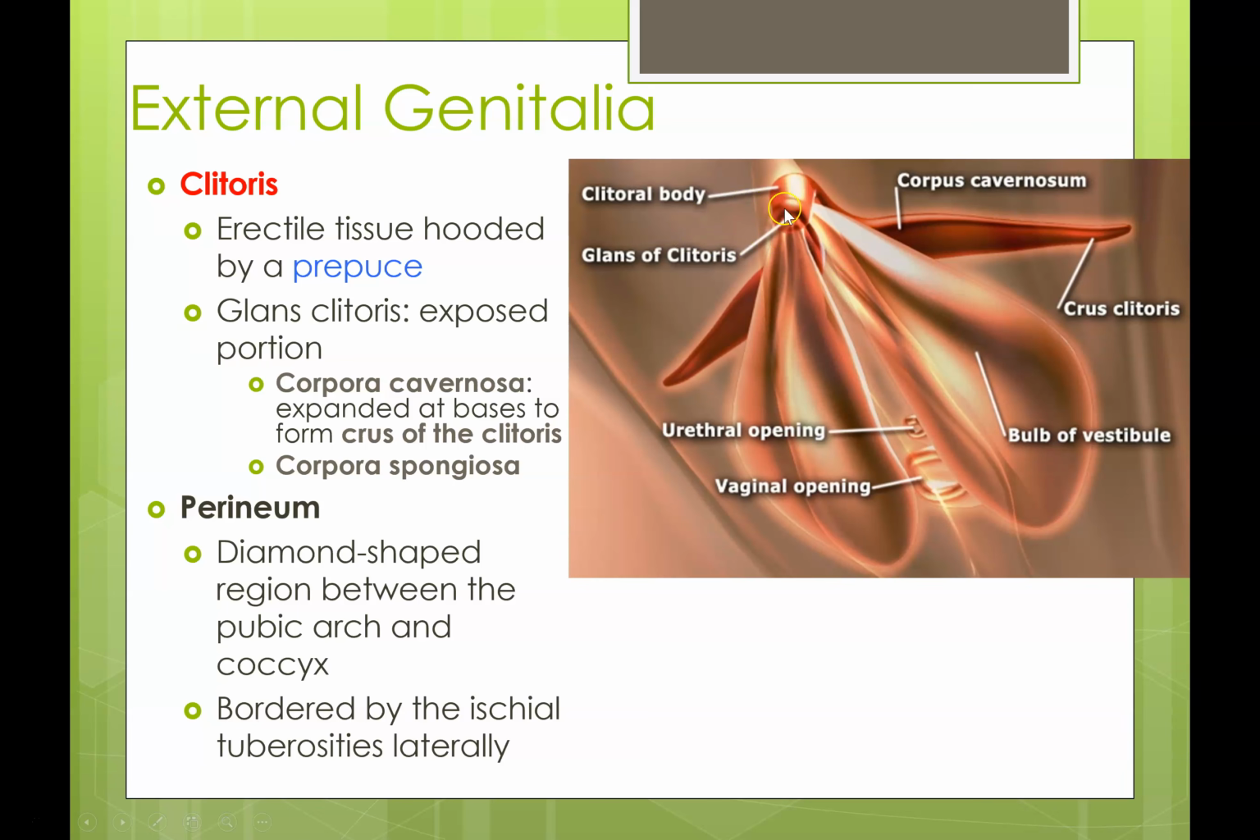So even though if we're looking with the naked eye, that clitoris looks very small, it actually has portions that expand on out. So it too, just like the penis, will have a corpora cavernosa that expands at the base to form the crura of the clitoris, and we have a corpus spongiosum as well.